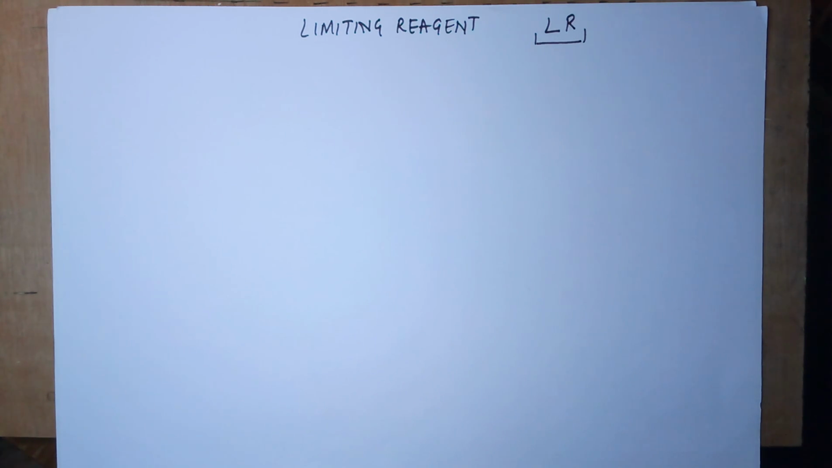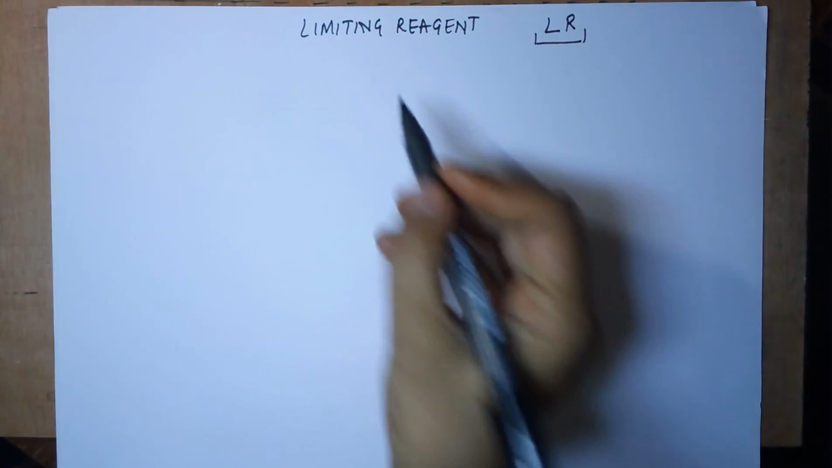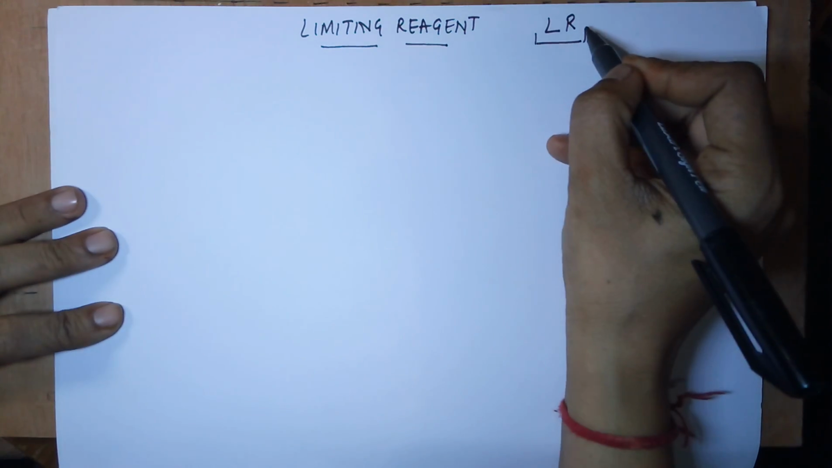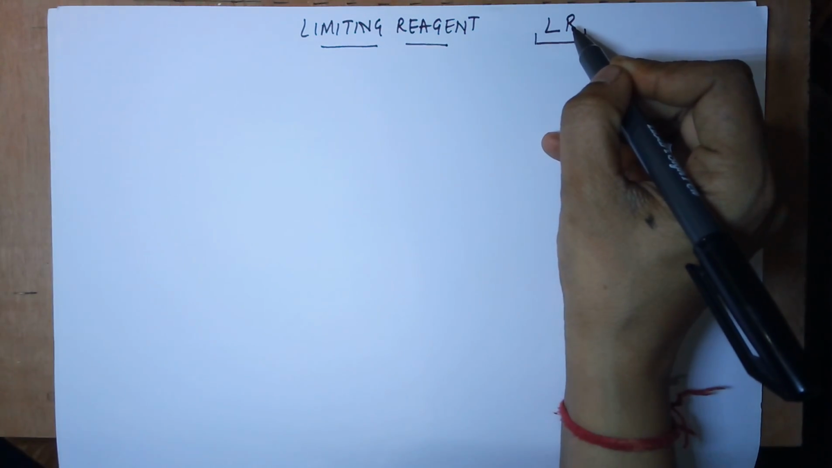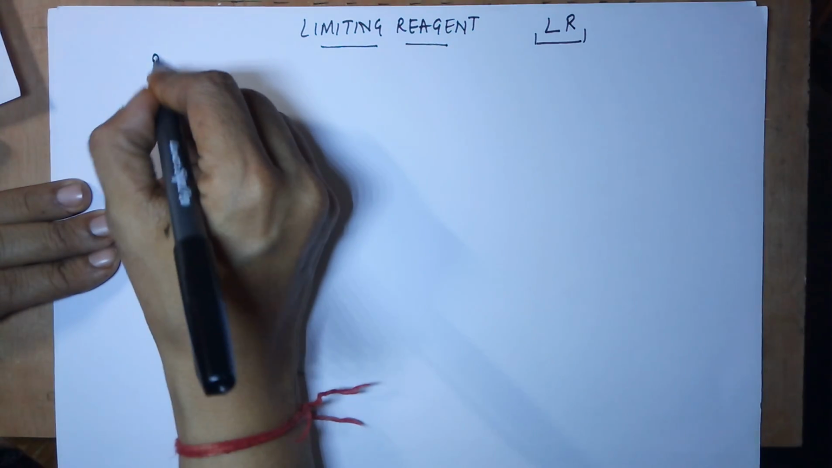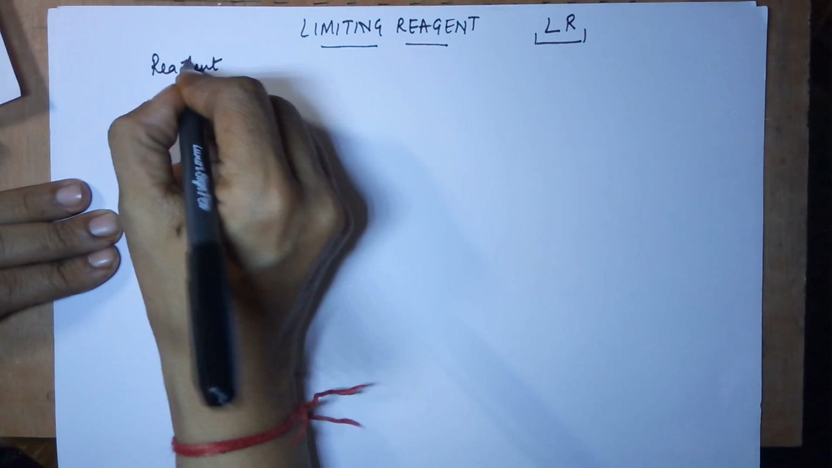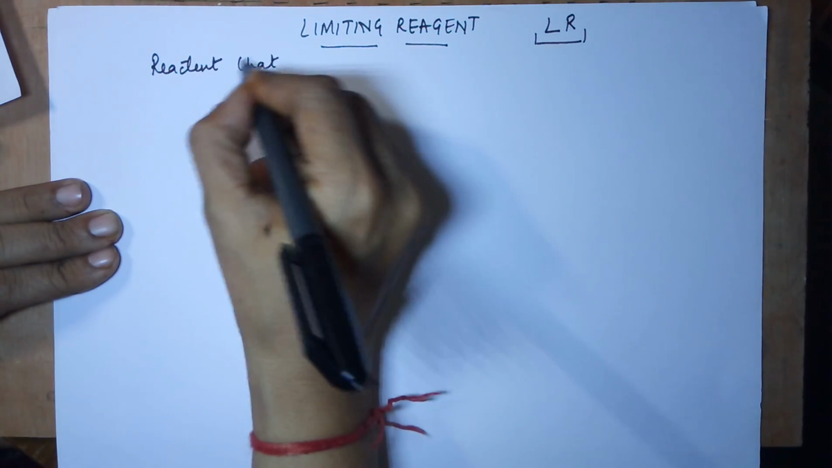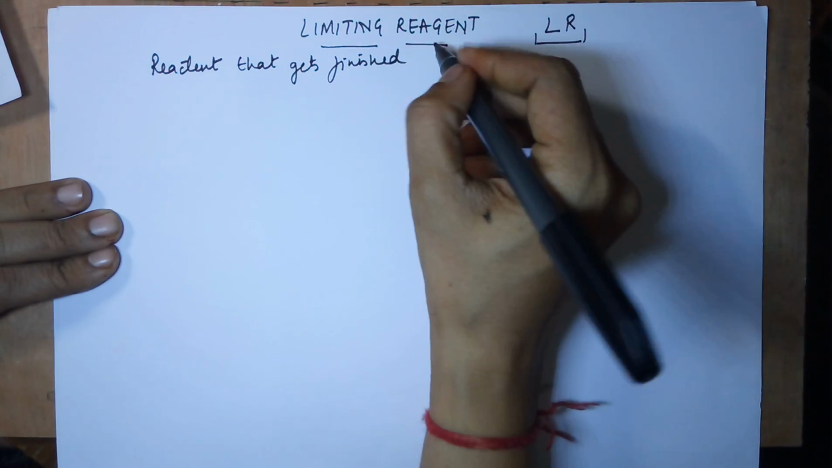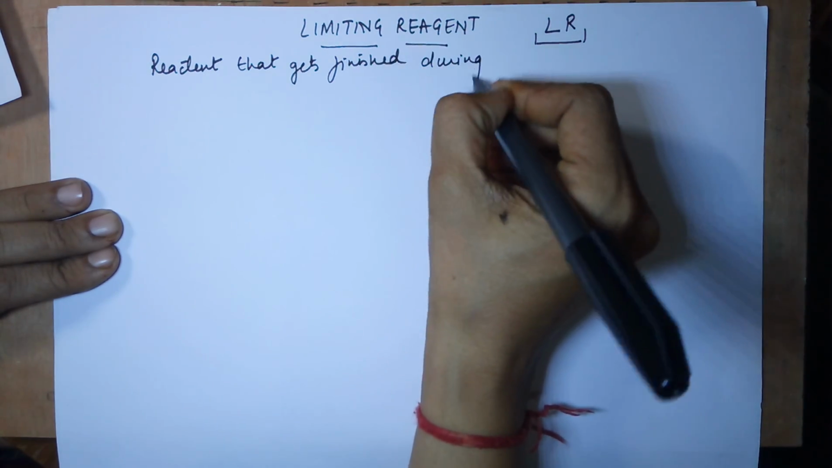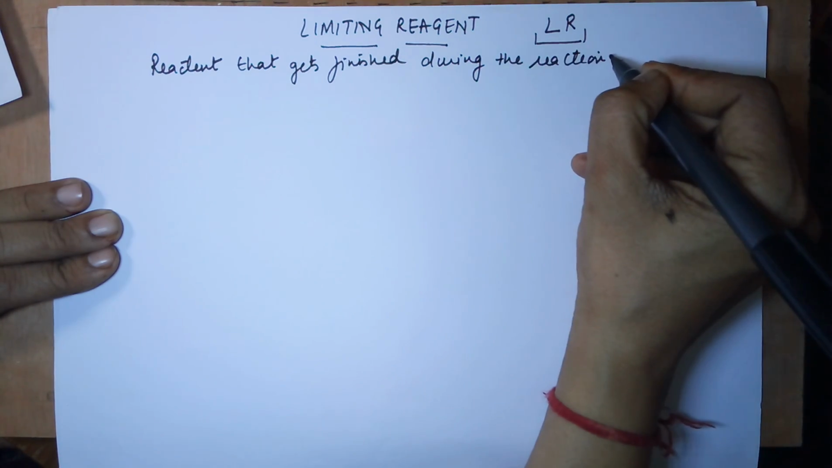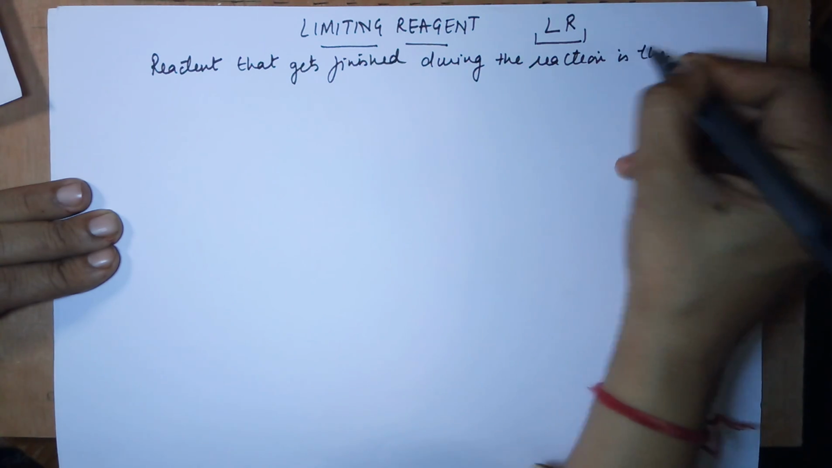In today's class, I'll be talking about the topic limiting reagent. I'll be using the alphabets L and R for the representation of limiting reagent from now onwards. Any reactant of a chemical reaction that gets finished during the reaction is the limiting reagent.